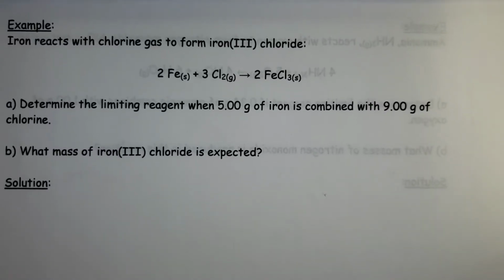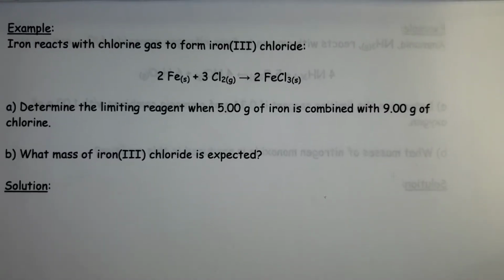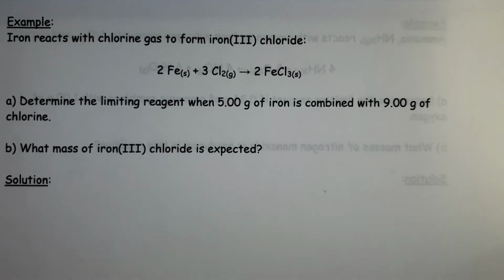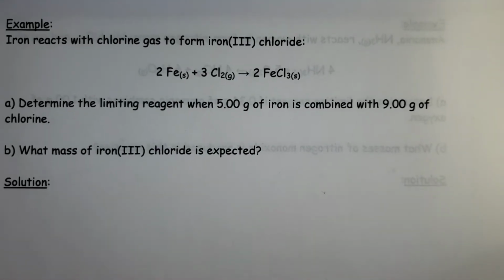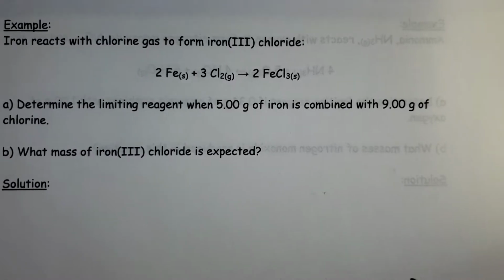We'll look at the last two stoichiometry examples. These are very similar to the previous one we just did. Again, we're going to be starting off with grams. We have to convert to moles, then find the limiting reagent.